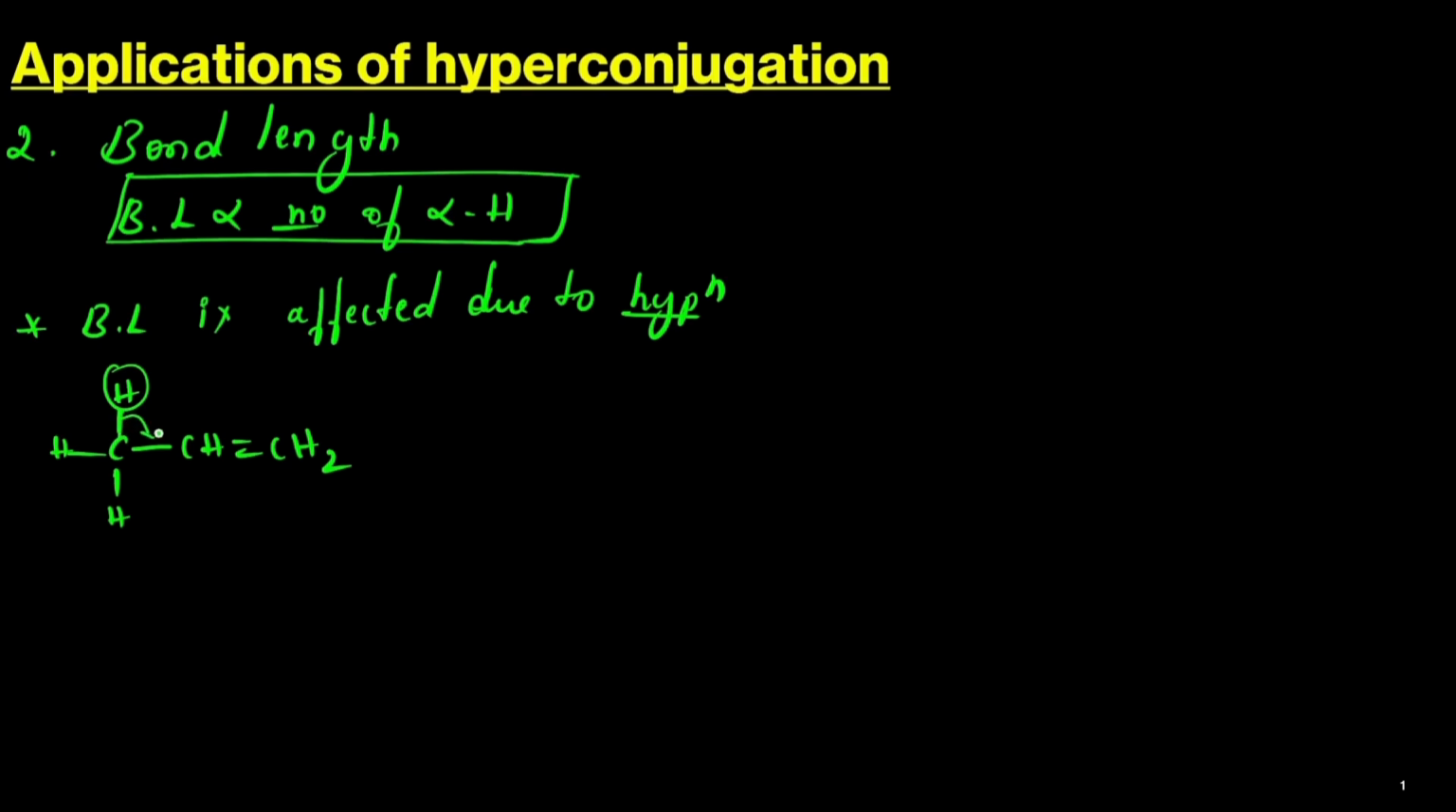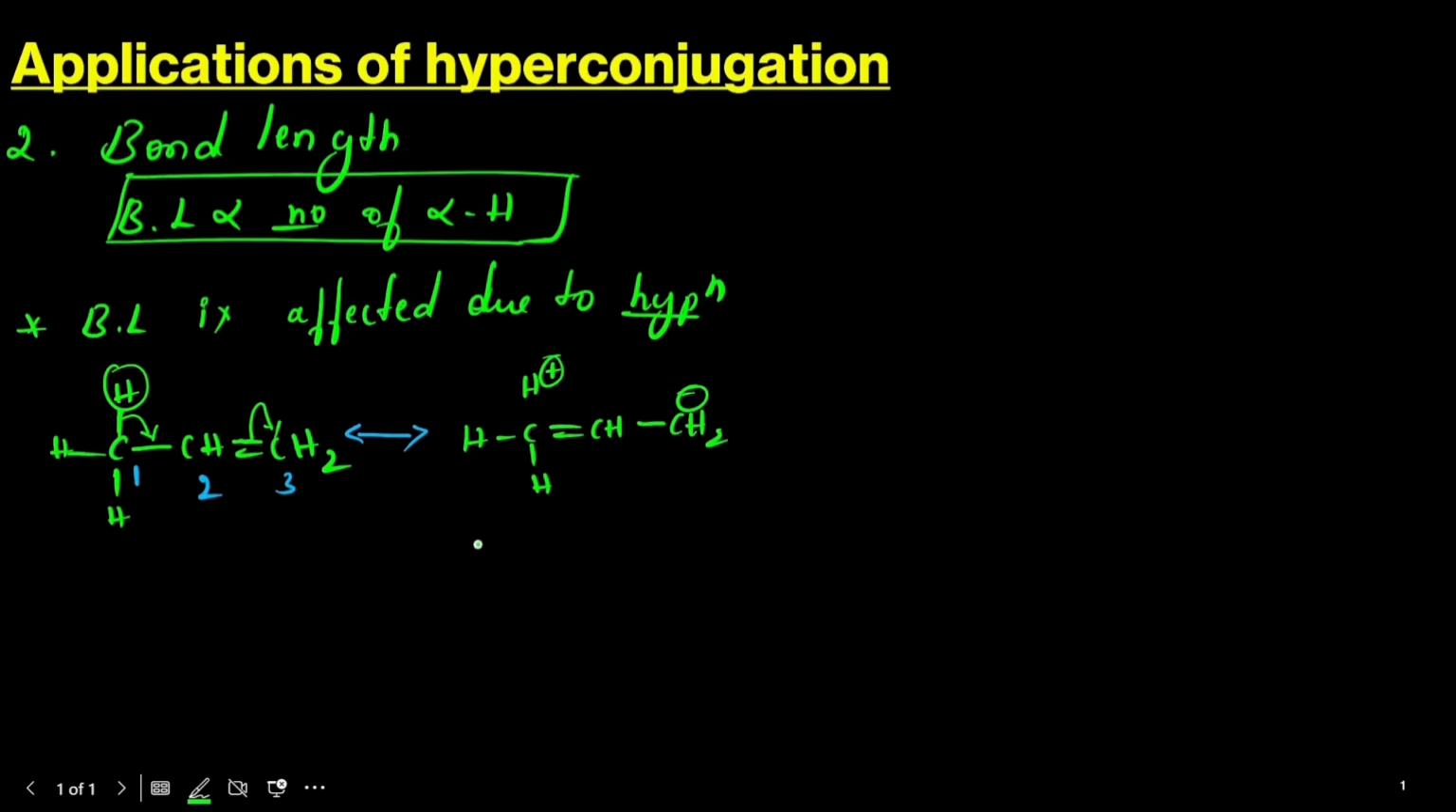What happens? These electrons come here and this pi electron shifts to here. If you consider the first carbon atom, second carbon atom and third carbon atom, it gives H single bond C, H single bond C, here double bond CH single bond CH2 minus, and here H plus. So the single bond between the first carbon and second carbon is converting into a double bond, and the double bond between the second carbon and third carbon is converting into a single bond. Therefore, the bond length is affected due to hyperconjugation.